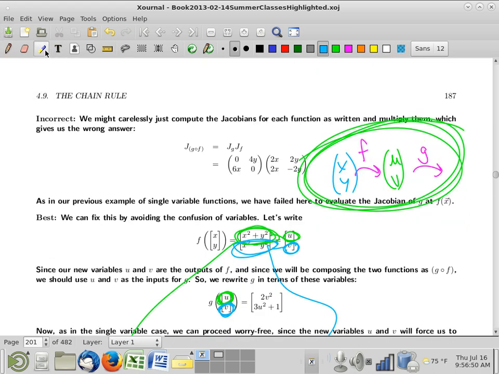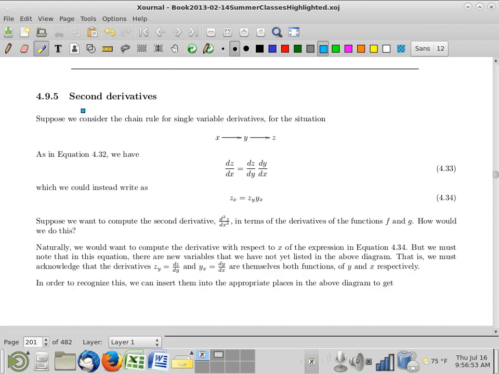Okay, moving along. So I want to talk about second derivatives. Here's our single variable situation. If I have z as a function of y as a function of x, then here's our single variable chain rule. I guess you could say this is a really simple special case where we have one intermediate variable between the input variable x and the final variable z. This is a first derivative chain rule because it's a way of helping us compute a first derivative of a composition, and that's fine.